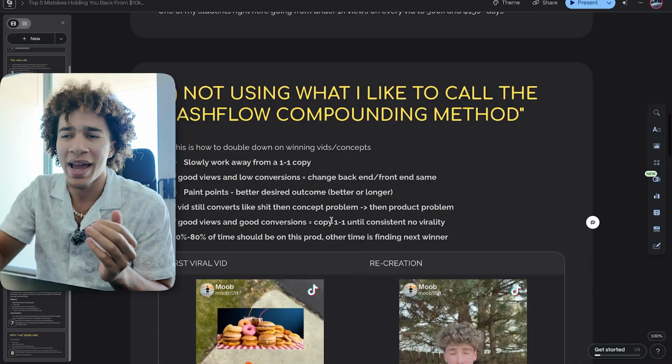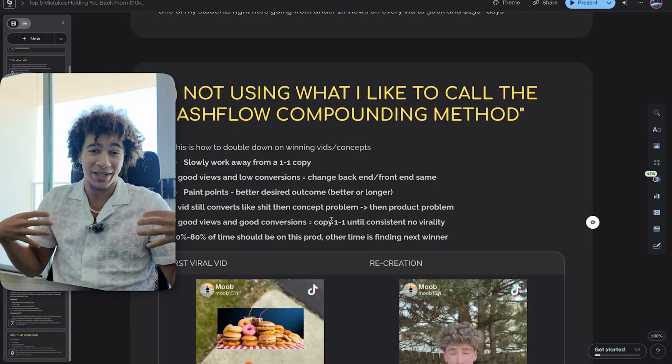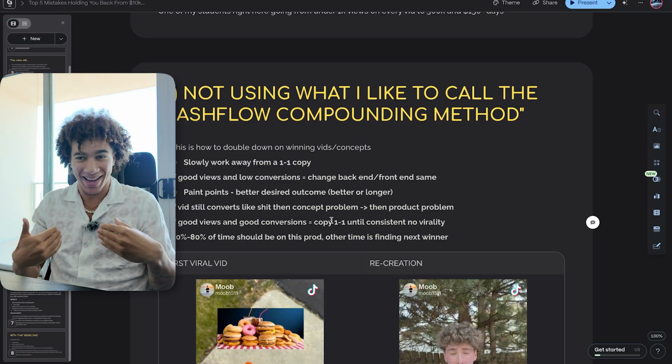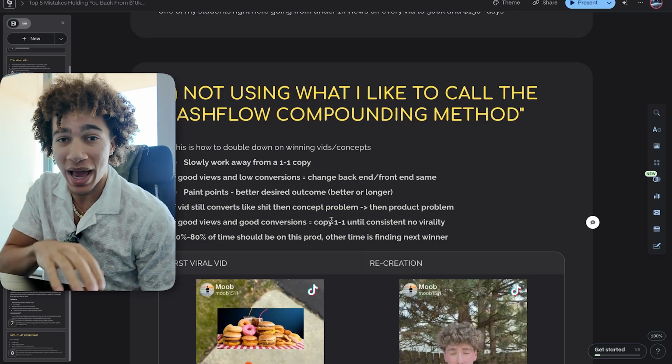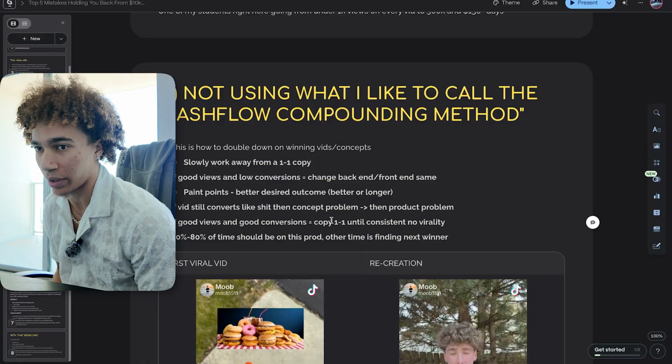So super, super important. And the second thing is not using what I like to call the cash flow compounding method, right? This is my thing. I always say, this is my thing. This is exactly what really, really helped me scale to those bigger months, multi six figures in profit with TikTok Shop Affiliate, right? This is what helped me.